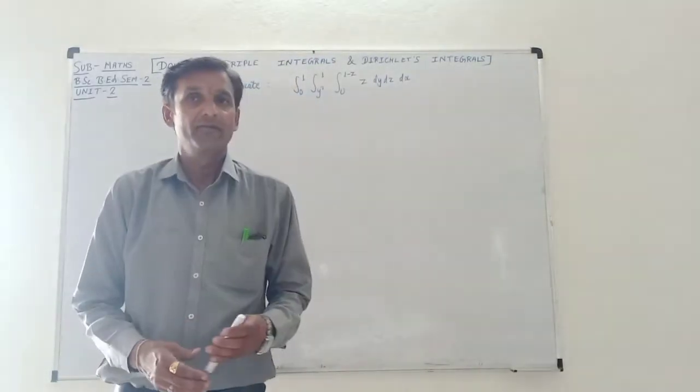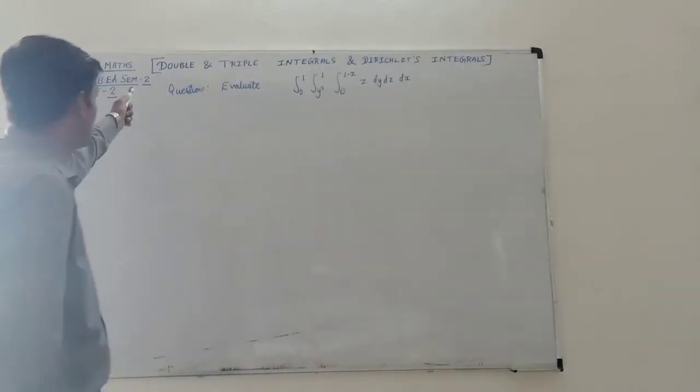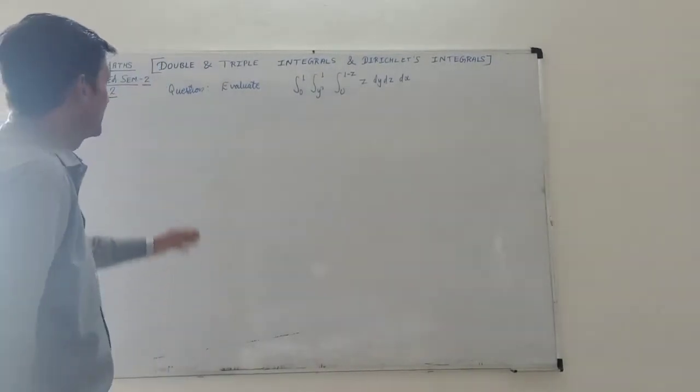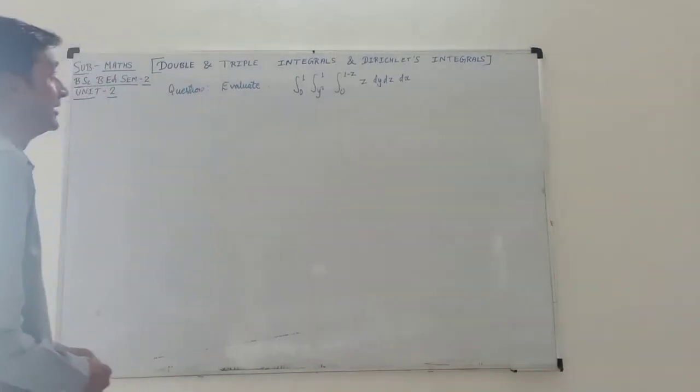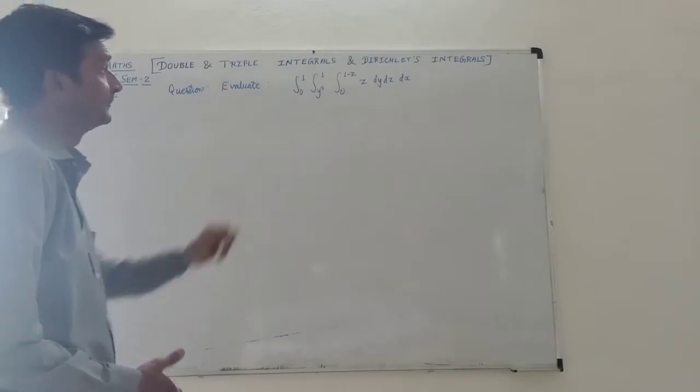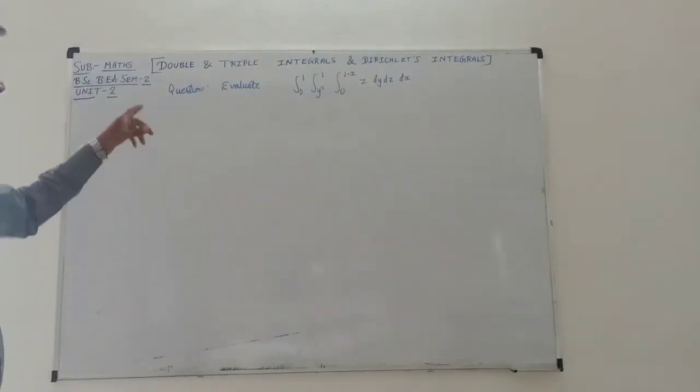Today again we are talking about our BSc BA semester 2 mathematics topic, unit second, that is double and triple integrals and Dirichlet's integrals. Here we are discussing one question.